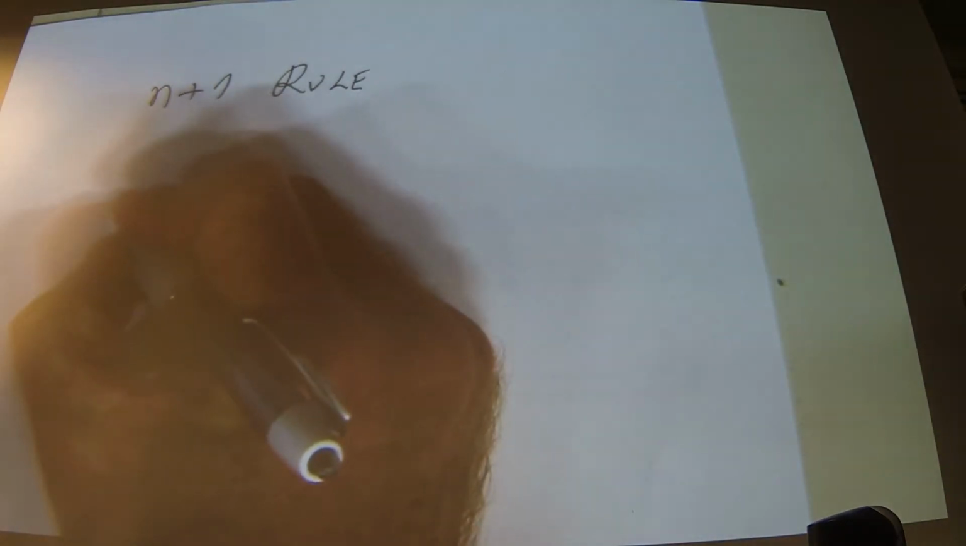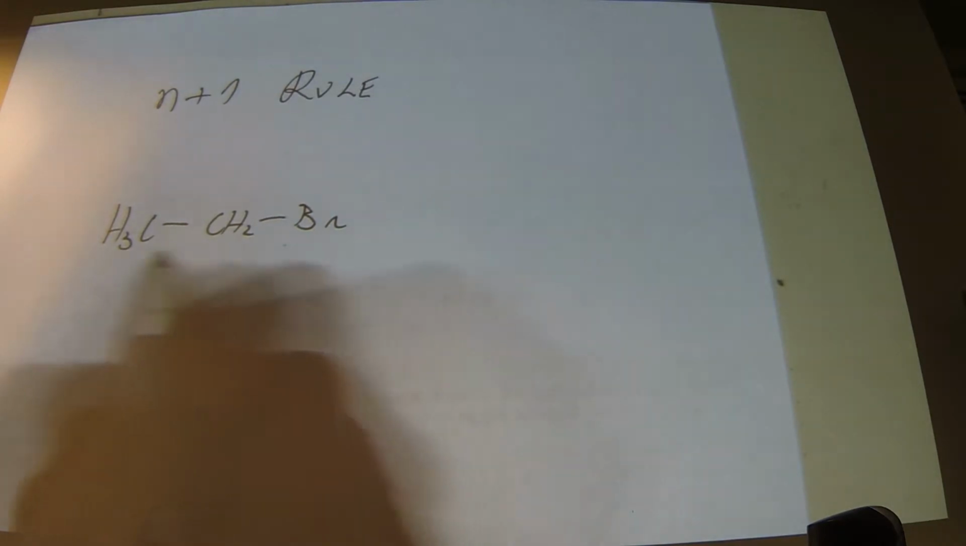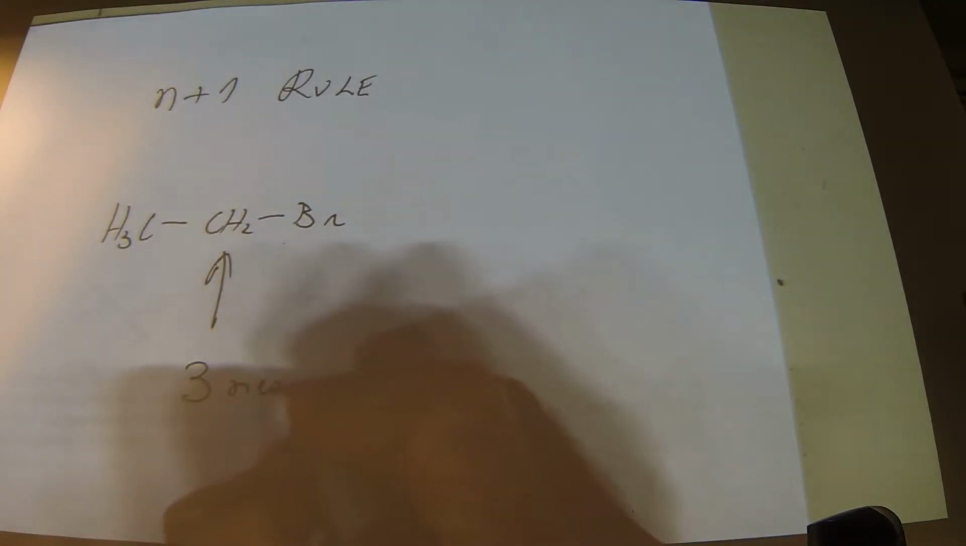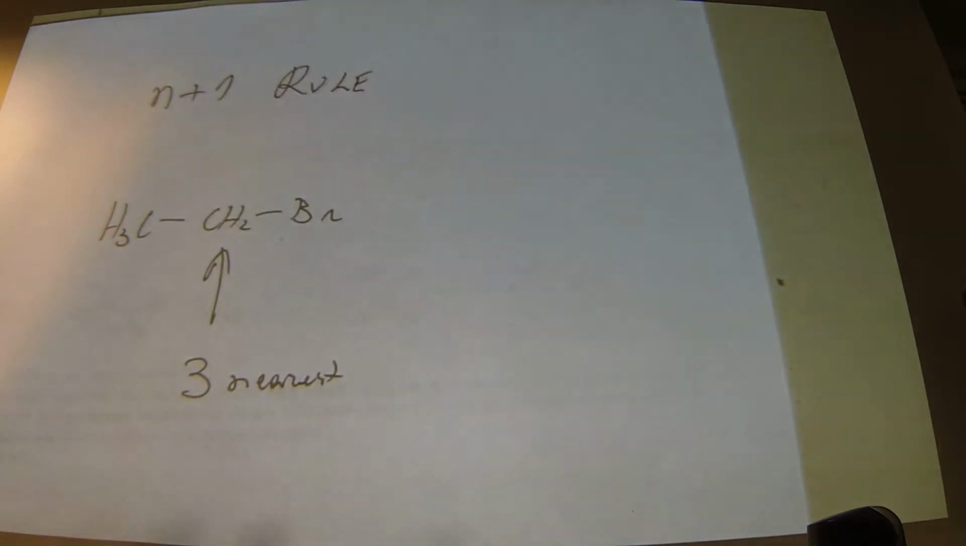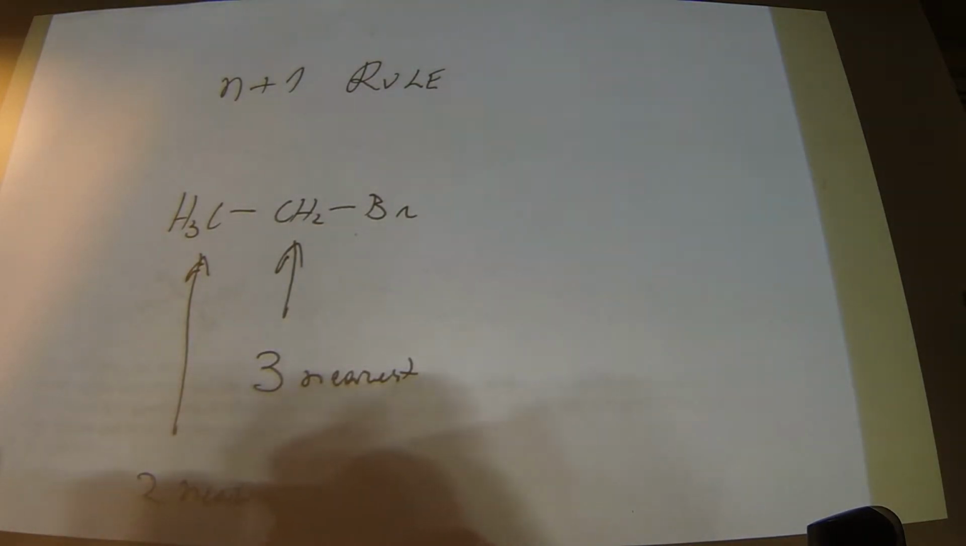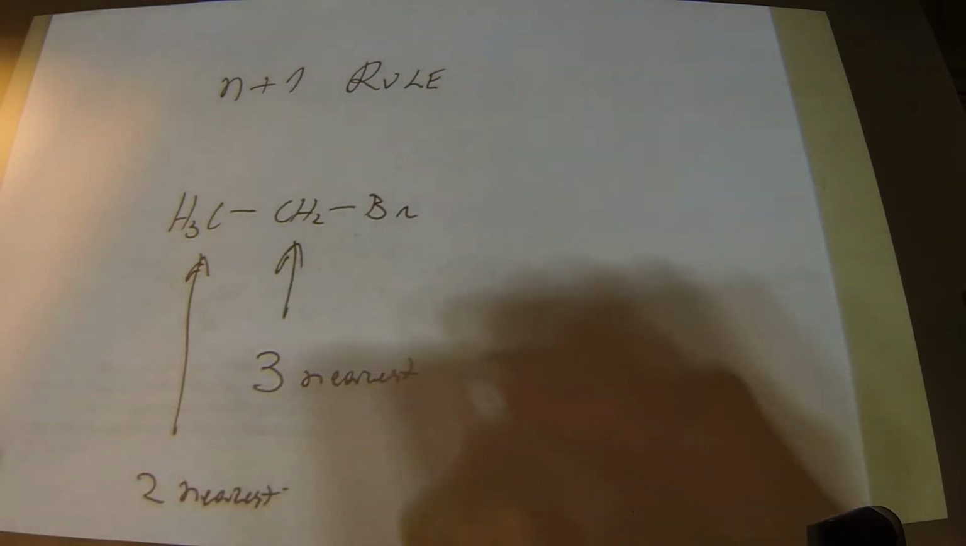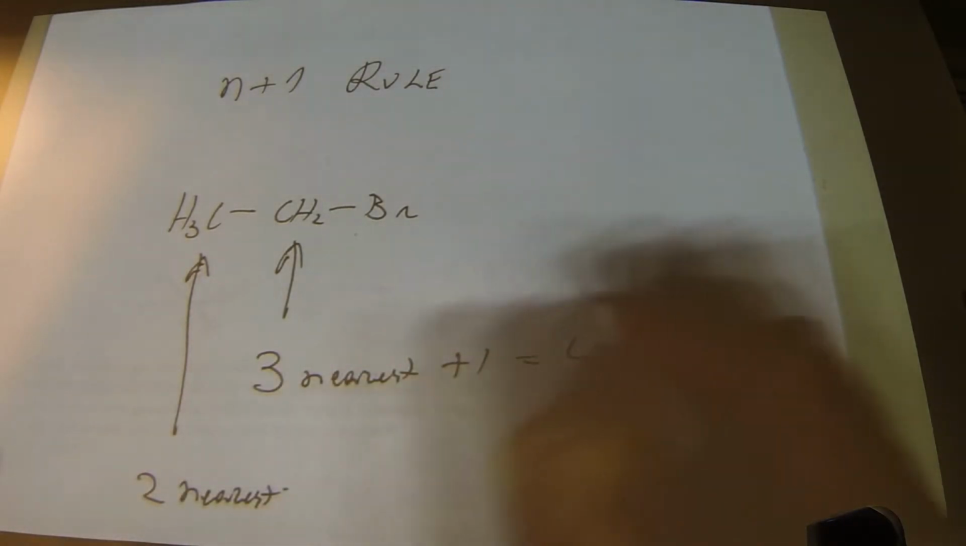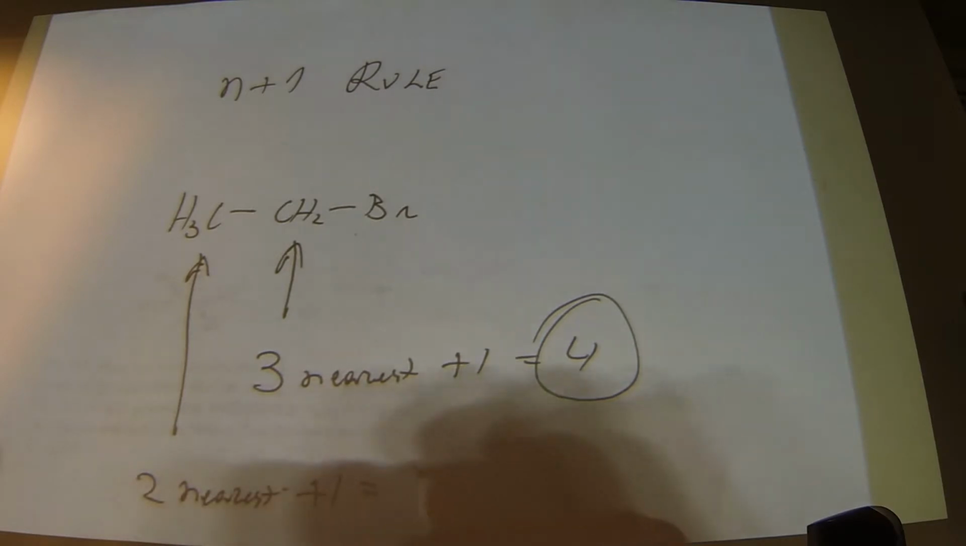I'm going to draw methyl bromide. Again, I'm going to ask you some questions. For this CH2, how many nearest neighbor protons do I have? 3. So this has 3 nearest neighbors. For the CH3, how many nearest neighbors do I have? 2 neighbors. So this is n. 3 plus 1 equals 4. 2 plus 1 equals 3.